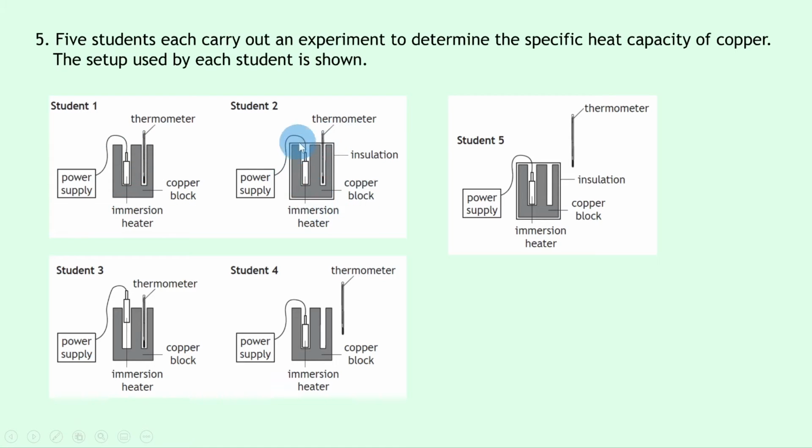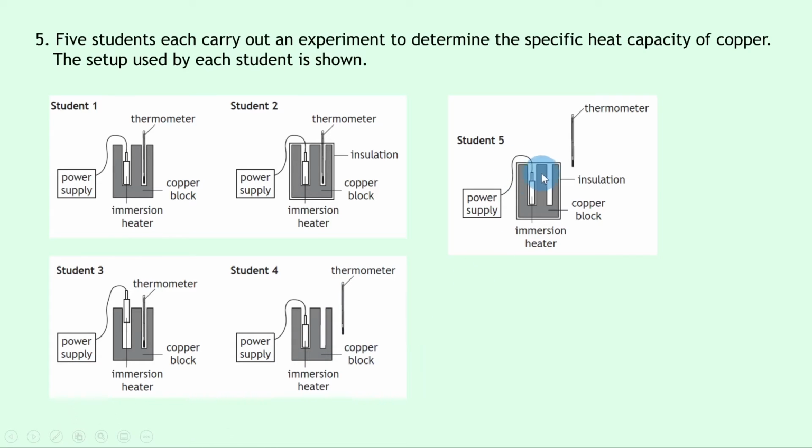For student 2, we've got this insulation and we've got the thermometer in here, so that looks pretty good. For student 3 though, we've got the immersion heater not touching the copper block. It's actually held closer to the edge of the block here and not inside the block. So that's not very good practice there. For student 4, we've not got any insulation and we've also got the thermometer outside of the copper block. So that's not going to give a very accurate temperature.